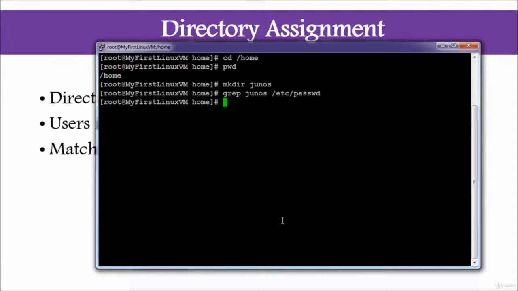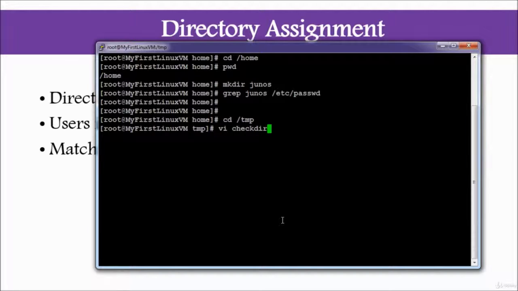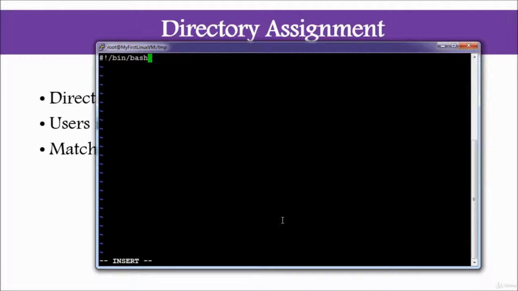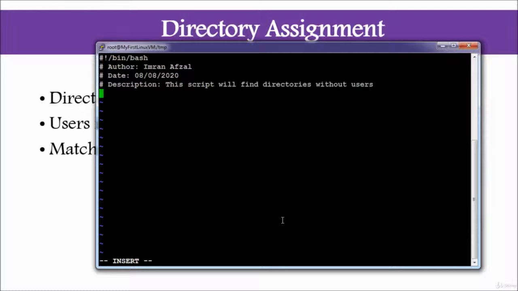Okay, so how do we do that? Let's get into a script. I want you to create that script in /tmp. Go to cd /tmp and do vi checkdir. This is the name of the script that we will pick. And we will define our shell and our author. Who's the author? That's you. Date. Description, this is the best part: this script will find directories without users. Modified 08/08/2020.